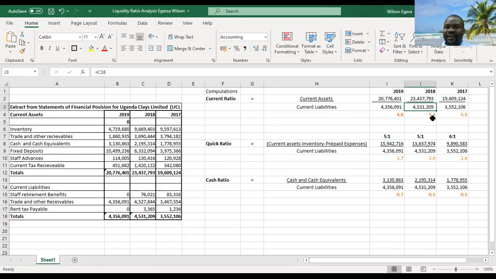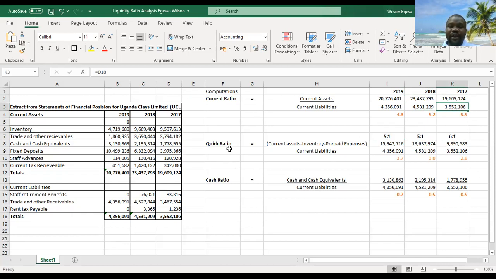In 2018, the current assets are here 23.4 billion shillings, and the current liabilities are 4.5. So when you divide this by this, you get 5.2, which when you round off comes to 5 to 1. And it does still continue to show and mean that it is still financially healthy. In 2017, the current assets were 19.6 billions and the current liability was 3.5, which gives a ratio of 6 to 1.